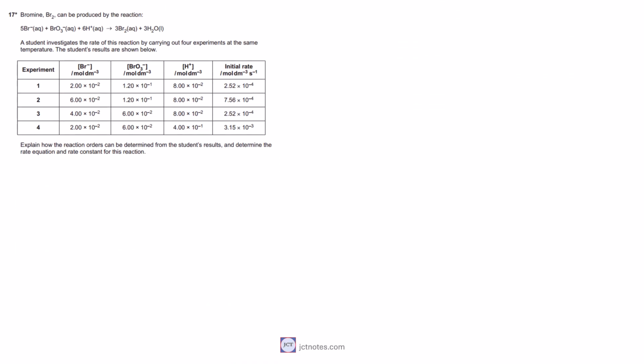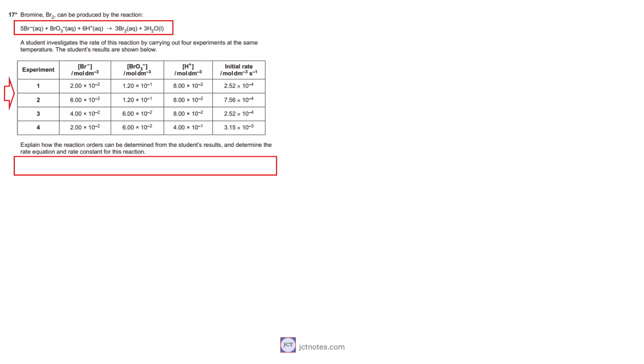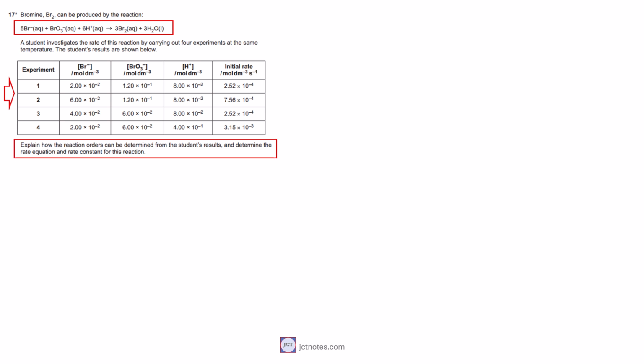In question 17, we are given the reaction of production of bromine. A student investigates the rate of this reaction by carrying out 4 experiments at the same temperature and we are provided with the results. We are asked to explain how the reaction orders can be determined from the student's results, and determine the rate equation and rate constant for this reaction.